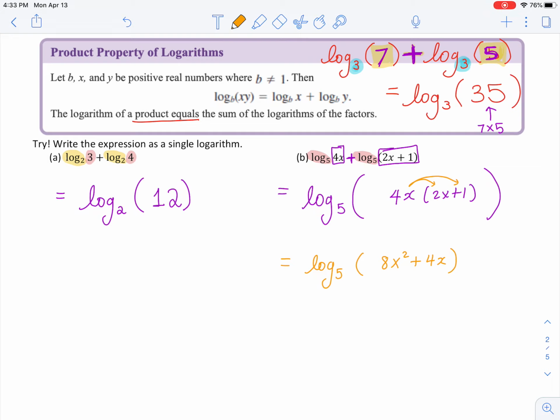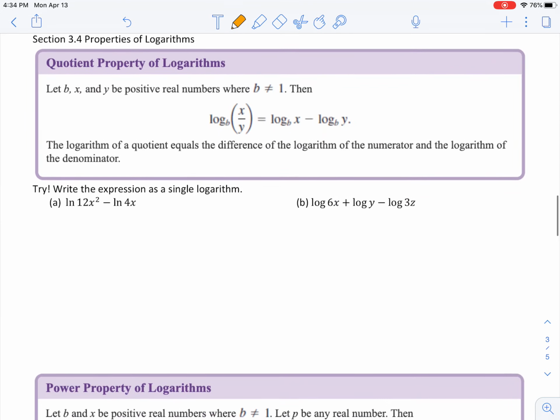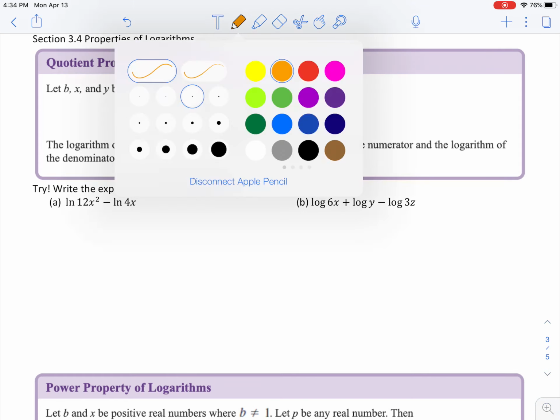So remember, the sum of the logarithms will turn into the product of these arguments, to combine them or condense into a single log, okay? So if adding turns into multiplication, what do you think subtracting will turn into? And the answer is going to be division, right? So take a look. I'm going to go ahead and write down something like this.